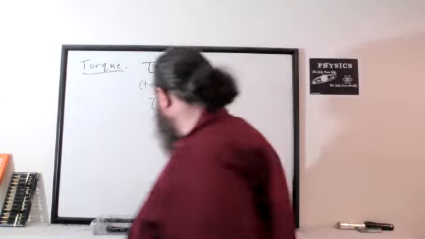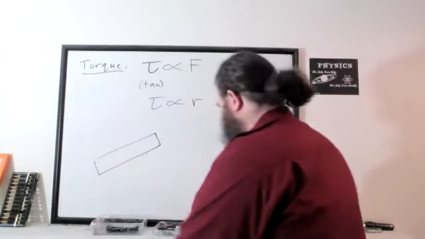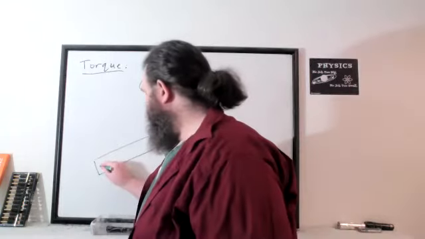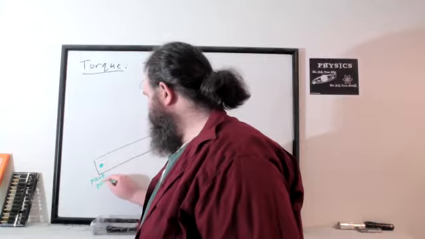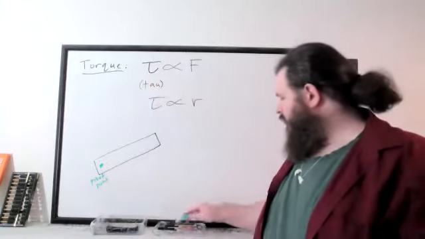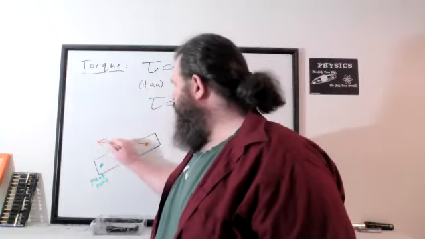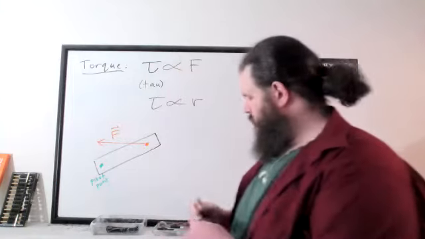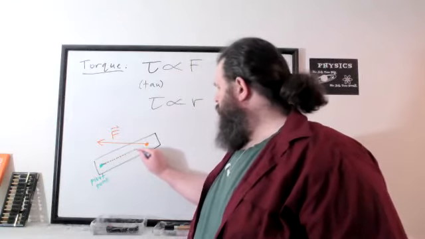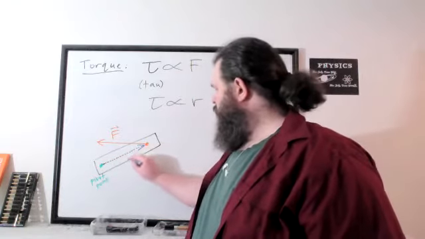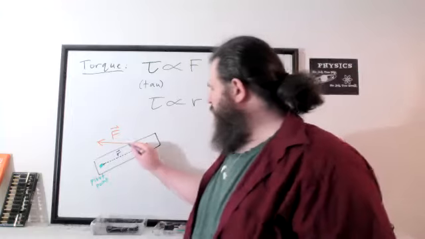If you've got just some object, and let's say we mark the pivot point here. Let's say this is a hinge or something where it's rooted in place. And you're applying a force at some location. Let's say you just grab this end of the stick and pull to the left. And then we can also mark the radius vector. And then we have the angle between them, which we usually call theta.